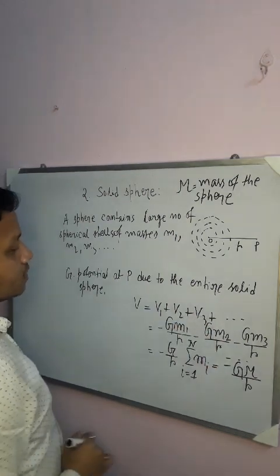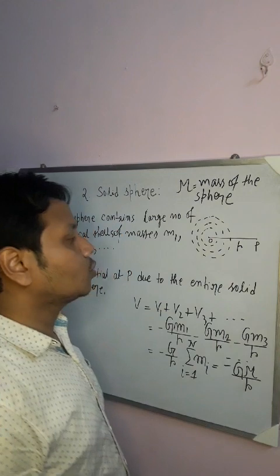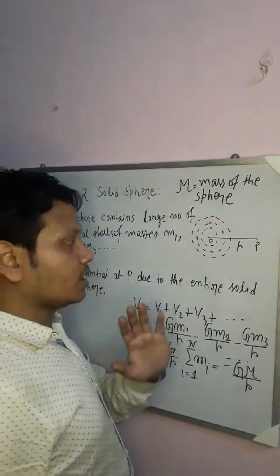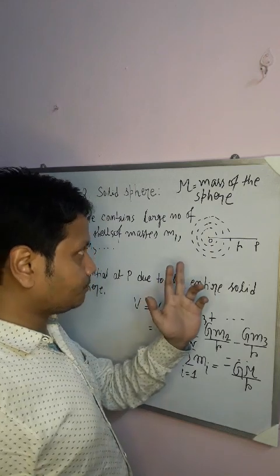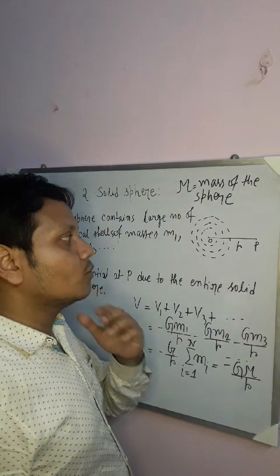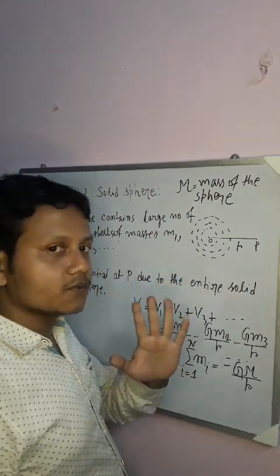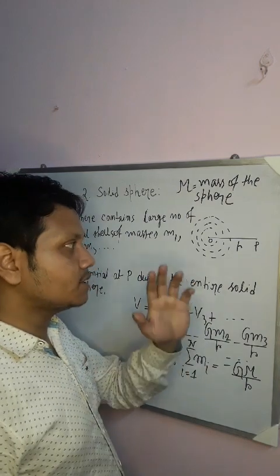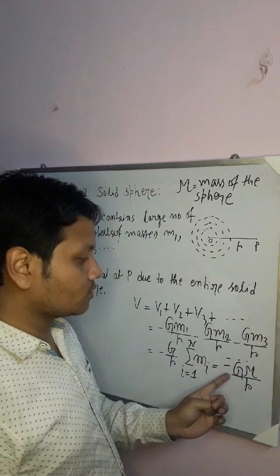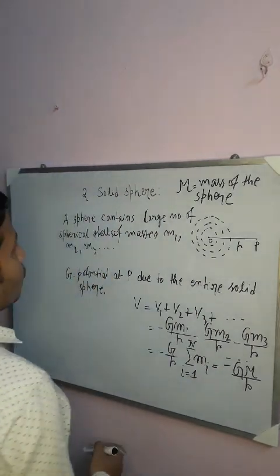Okay, so this is obviously for a point outside the sphere. Whenever we are talking about a potential due to a solid sphere, we have to assume that the sphere has a large number of thin spherical shells. So the potential at P is the sum of the potentials of the different shells. So the result is minus G M by r. Okay, so this is one thing.